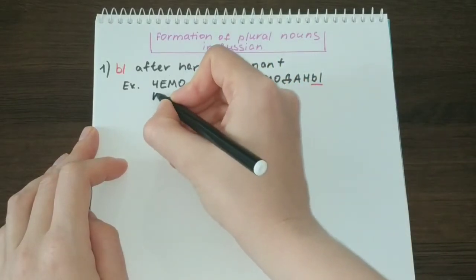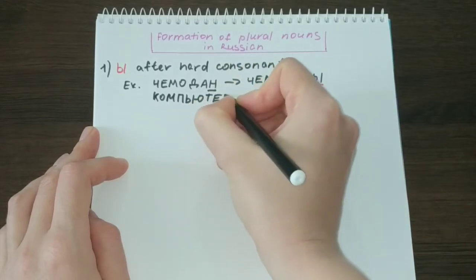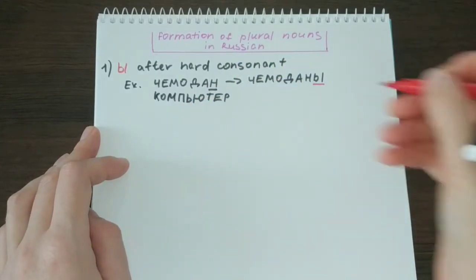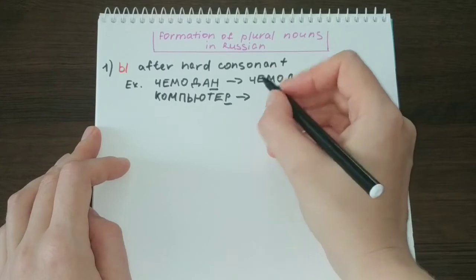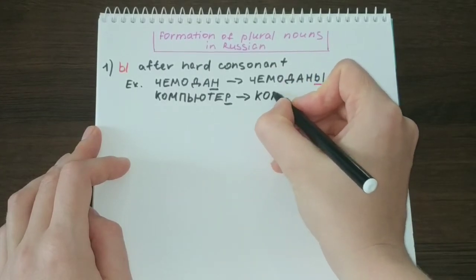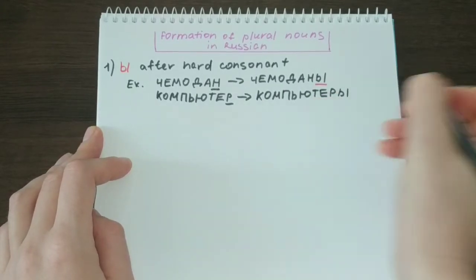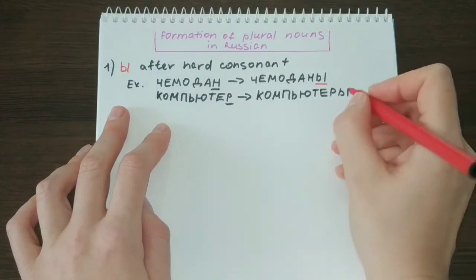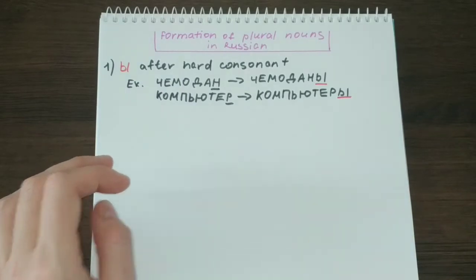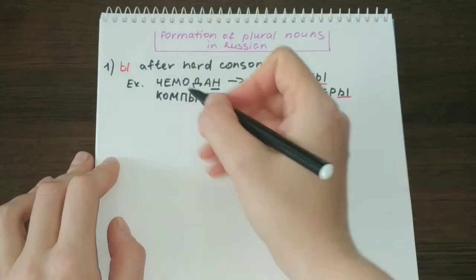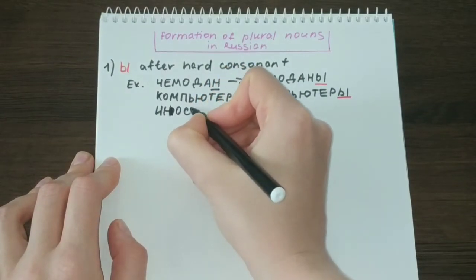Next we have this noun, computer, компьютер. Again, it ends in a consonant R, and thus the plural form will be made by adding the "ы" ending: компьютеры. So computer, computers. That is the way this noun is made into plural. Let us write down another example. There is a little change in this word, so we have иностранец.